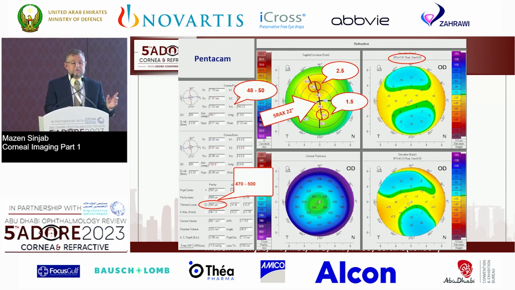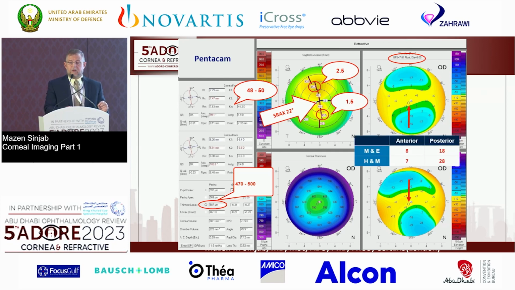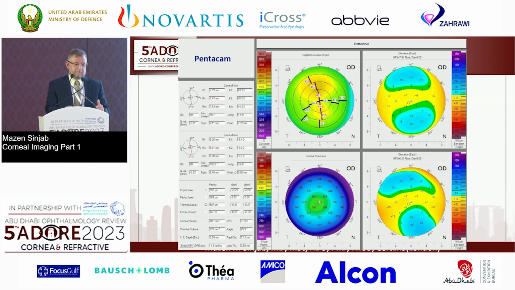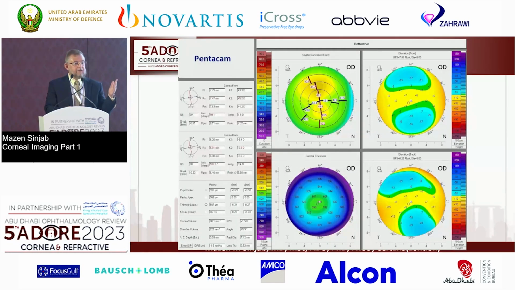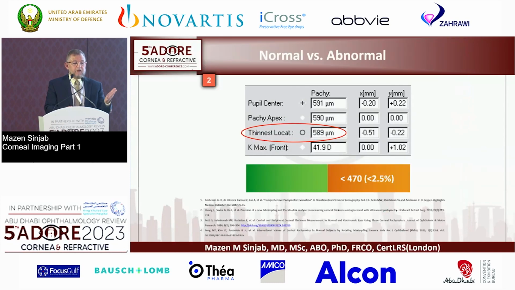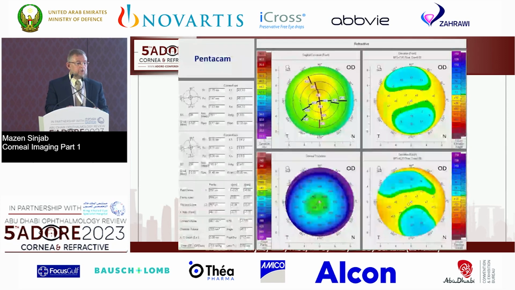And then if it is best fit sphere, then we look at the value corresponding to the thinnest location. And we can use this table taken from Bell and Ambrosio studies, and then we look at the pattern of the thickness map. Okay, super. So regarding the KM, this is the evidence-based, no time to go through. And for the thinnest location, it has been shown that according to those population, the normal should be more than 470. But some populations may have thin corneas by default. So you have to check your population as well.